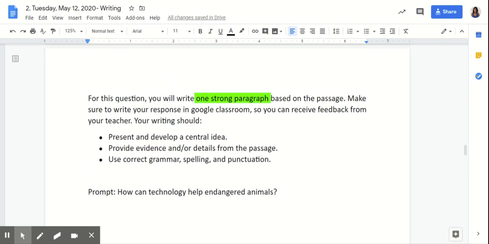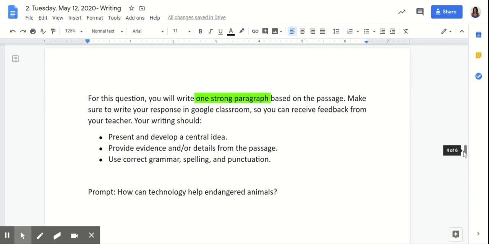Again, you have your instructions here. It says for this question, you will write one strong paragraph based on the passage. Make sure to write your response in Google Classroom so you can receive feedback from your teacher. Your writing should present and develop a strong idea, provide evidence and or details from the passage, and of course, use correct grammar, spelling, and punctuation. So this goes into all of your writing that you should be doing. Make sure you are doing complete sentences as well and not trying to do a whole bunch of run-on sentences. You should be trying hard. This should be one strong paragraph, not one sentence. So make sure you are doing what you need to do to get all of the points for your writing for today.